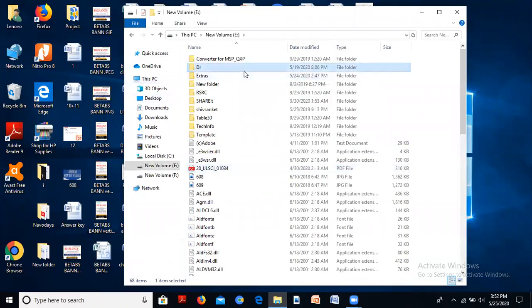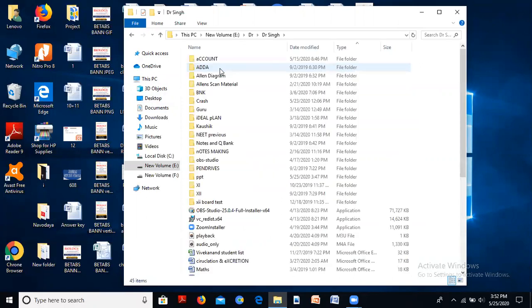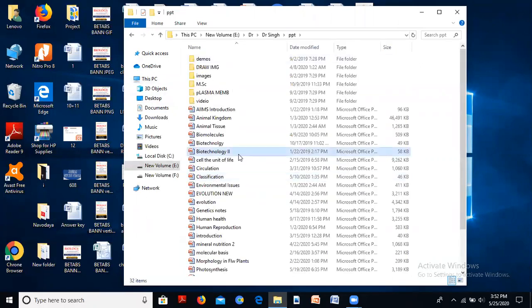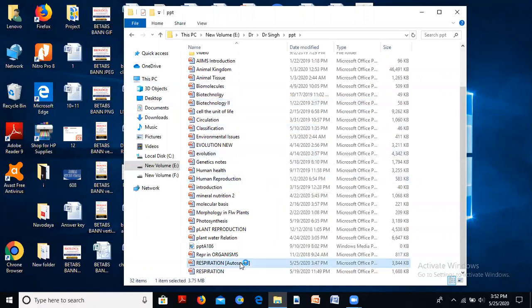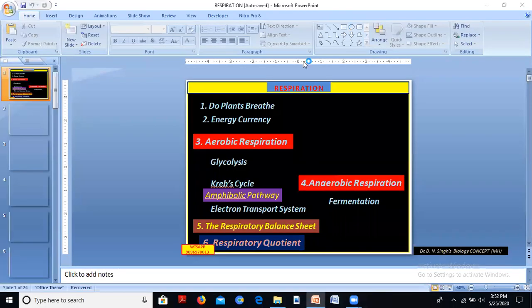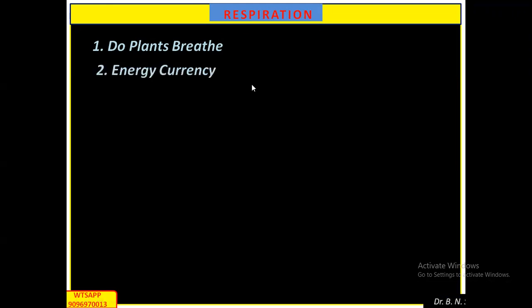Okay, let us start the topic respiration with the help of PPT. In this chapter, we will study whether the breathing is carried out by the plants or not. Second, we'll study about the energy currency of the cell, that is ATP.